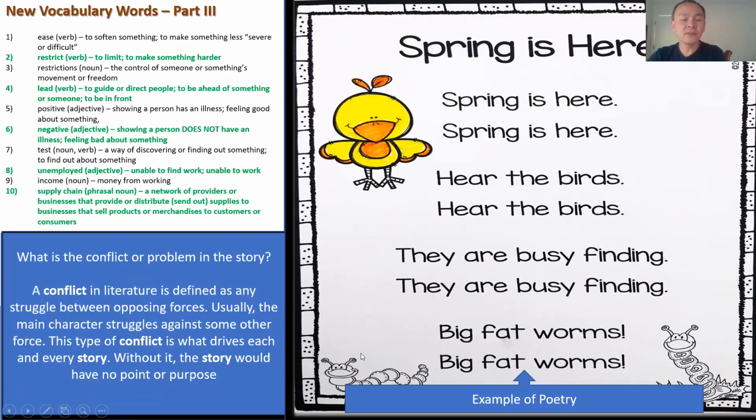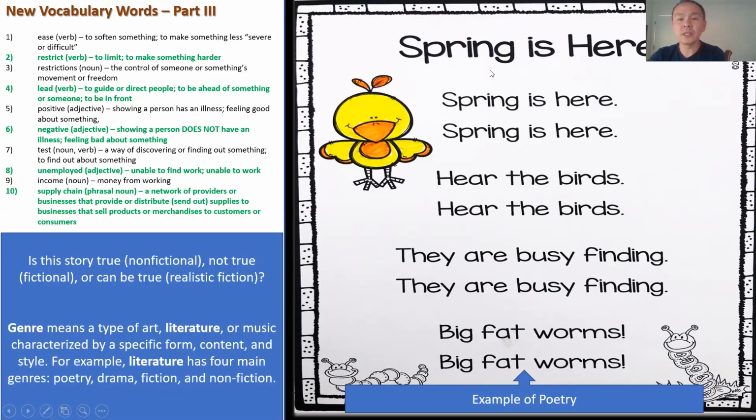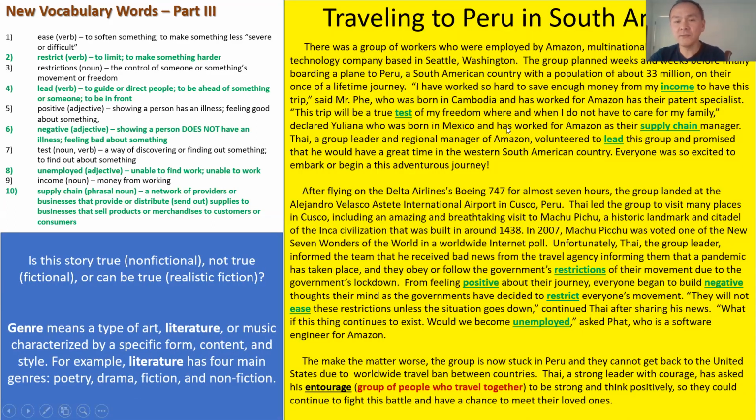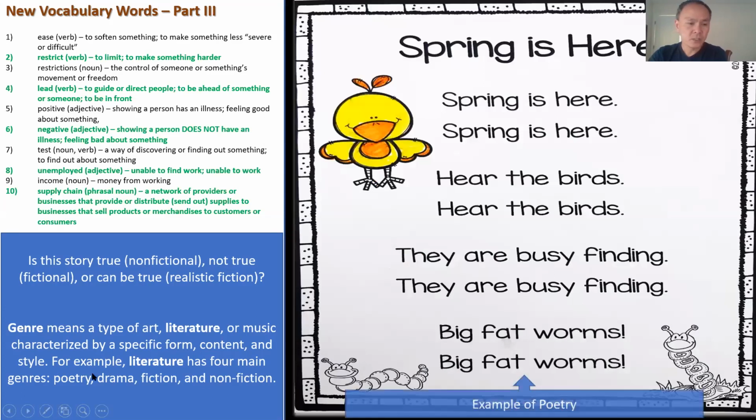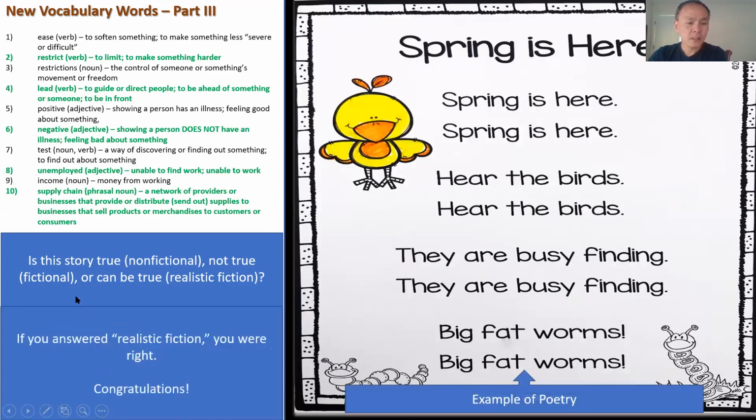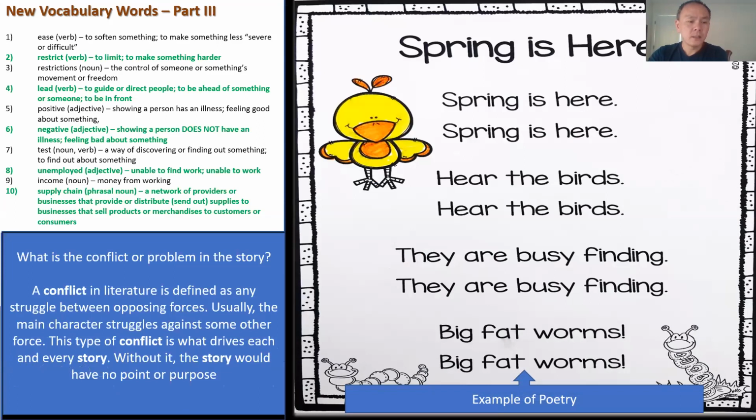So what is the conflict in this story that you are reading? What is the conflict? So whenever you read a story, it has a conflict, okay?